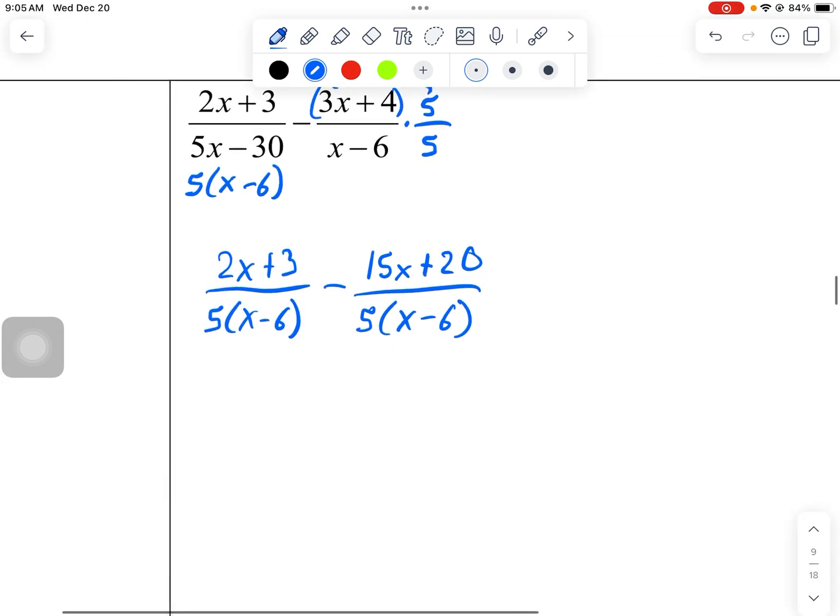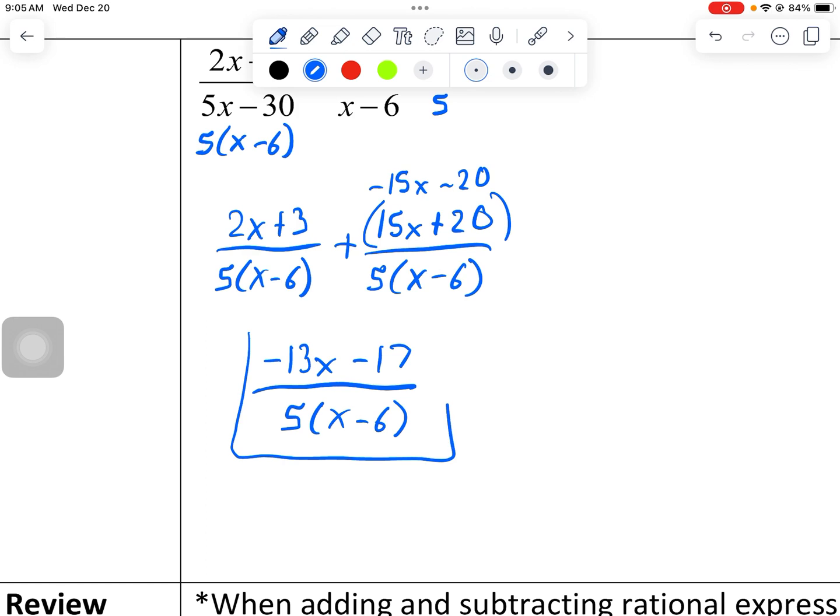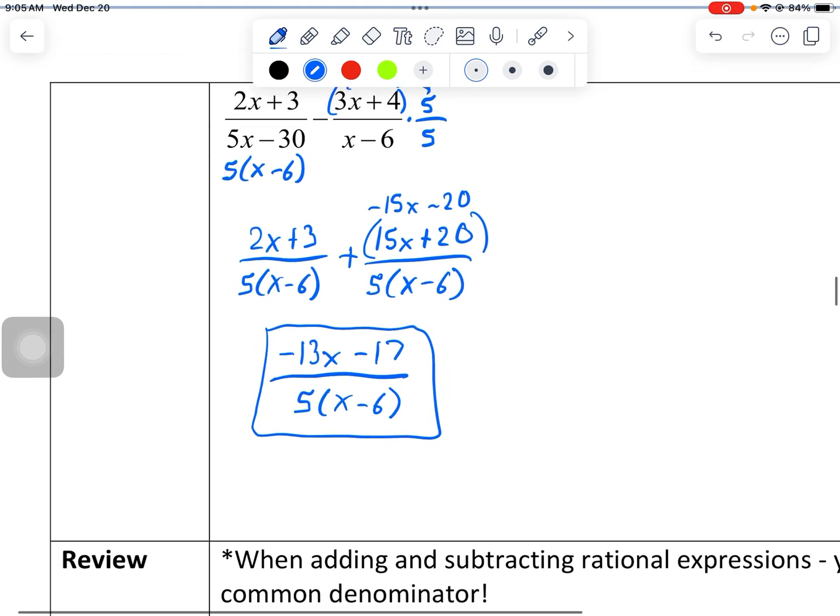So now it's just combining like terms. Remember, we're subtracting, so that's affecting both parts. Add the opposite. So it becomes negative 13x minus 17 over 5 times x minus 6. There's lots of examples we can create for these. Some of them take a while, but just remember you're trying to get that common denominator and you want to factor right away to look for those pieces that you're missing.